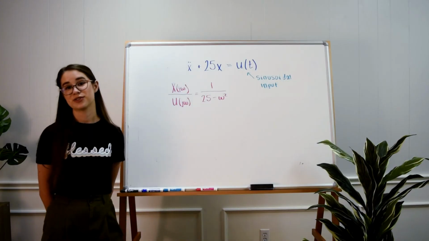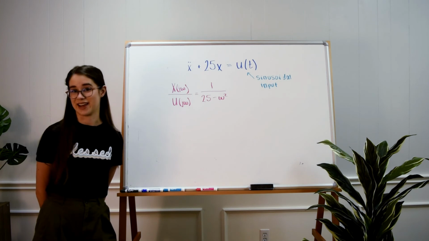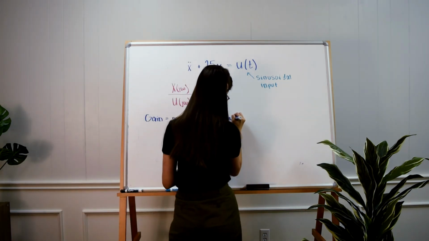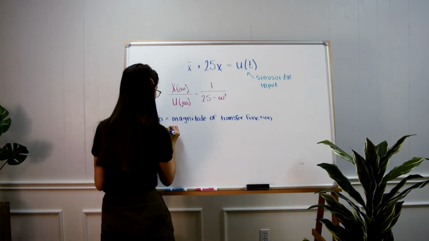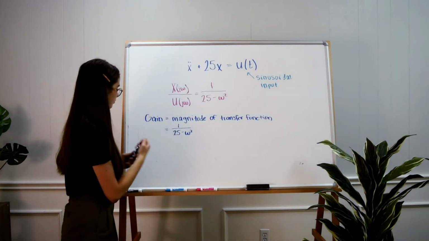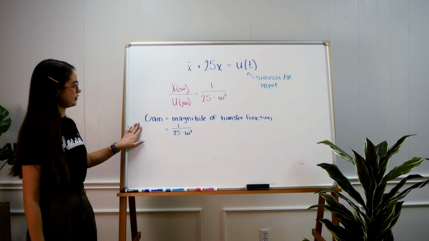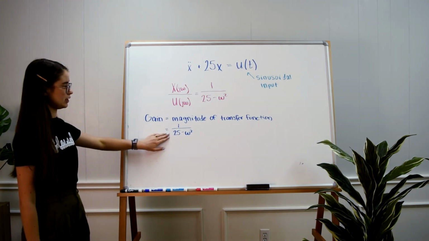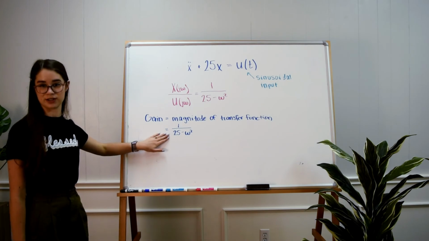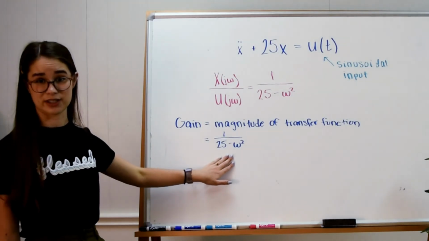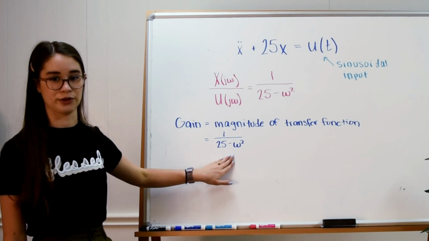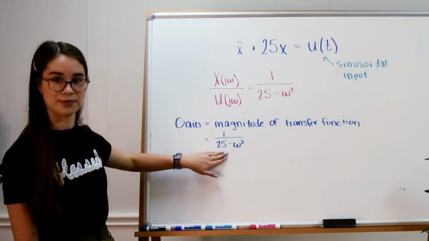Now, from this, we can use our handy-dandy formulas to find gain and phase. So, remembering that the gain is the magnitude of our transfer function, we find that the gain is 1 over 25 minus omega squared. Since our j took care of itself earlier in this process, becoming a negative sign, we don't have to take the square root, because this is already the magnitude.